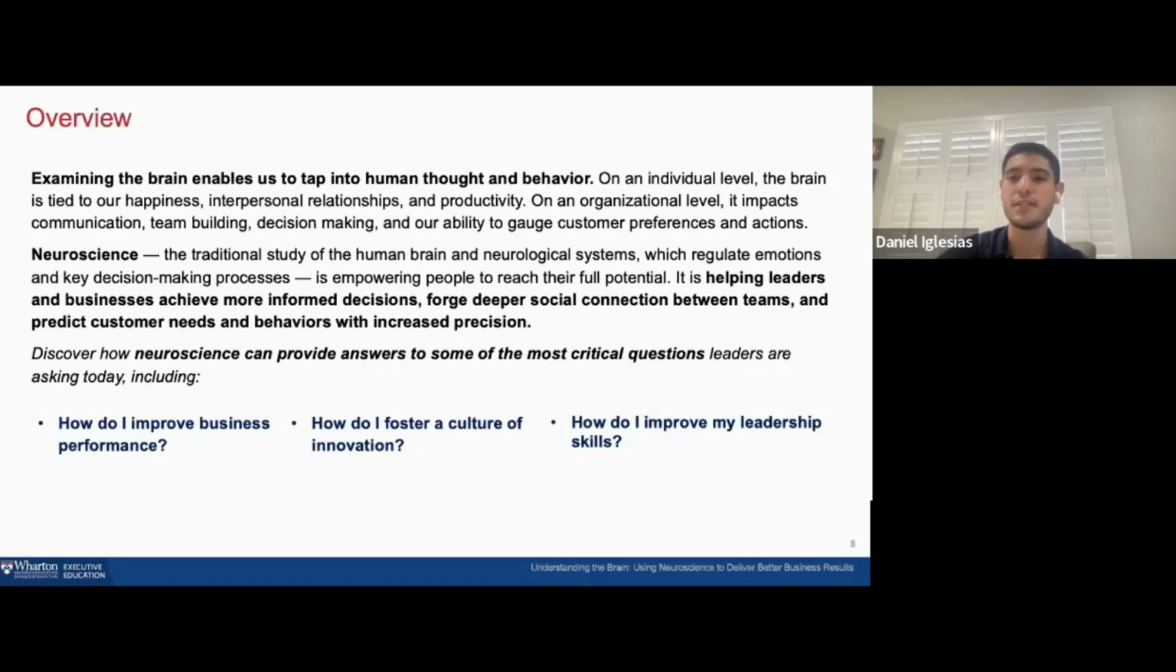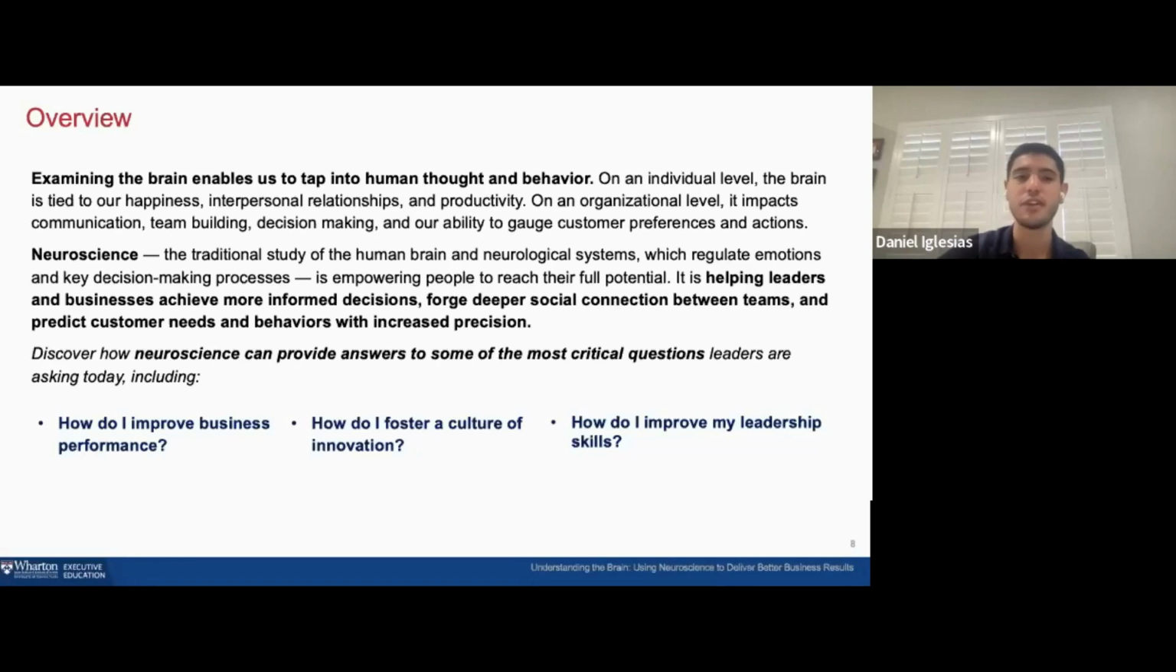On an individual level, it is important to understand the brain because it is what is tied to our happiness, our interpersonal relationships, and our productivity. That transitions well to an organizational level where you all will be applying this coursework to your actual day-to-day experiences. At the organizational level, the brain impacts our ability to communicate, build teams, and gauge customer preferences and actions. Neuroscience helps with just that. Given that neuroscience is the study of the human brain and neurological systems, when one understands neuroscience, they can also understand the key emotions and decision-making processes that people go through. With neuroscience and business, we can help leaders and businesses achieve more informed decisions, forge deeper social connections, and predict customer needs and behaviors.